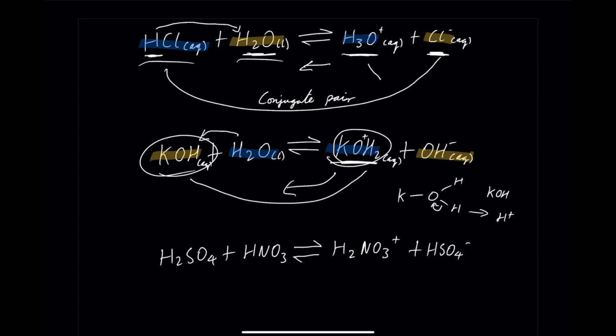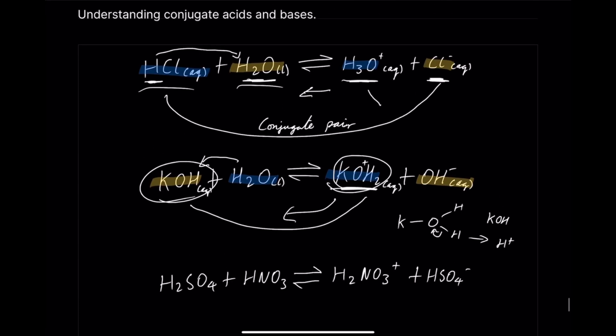Now, why is this important? Because it allows us to understand cases where it's not obvious. This is a very easy example of seeing which one is the acid and which one is the base. We already know that HCl is the acid and potassium hydroxide is the base in either of the examples here. But sometimes it's not so clear.